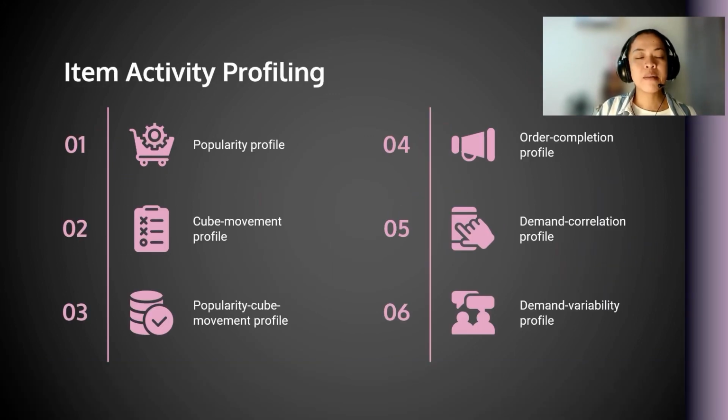The item activity profile is used primarily to slot the warehouse: to decide for each item what storage mode the item should be assigned to, how much space the item should be allocated in the storage mode, and where in the storage mode the item should be located. The item activity profile includes the following activity profiles: popularity profile, cube movement profile, popularity queue movement profile, order completion profile, demand correlation profile, and demand variability profile.